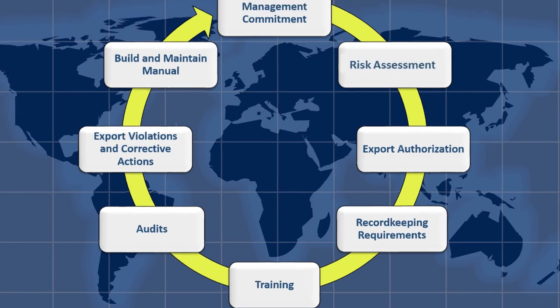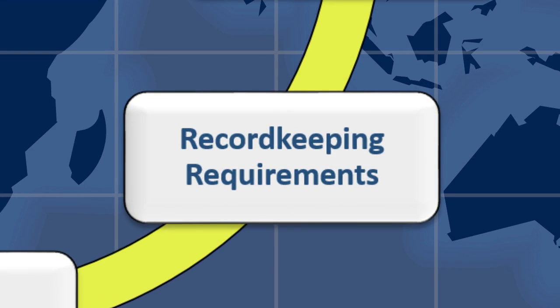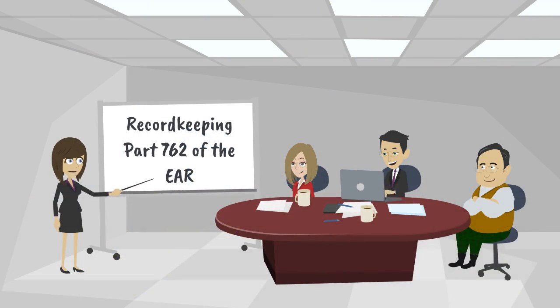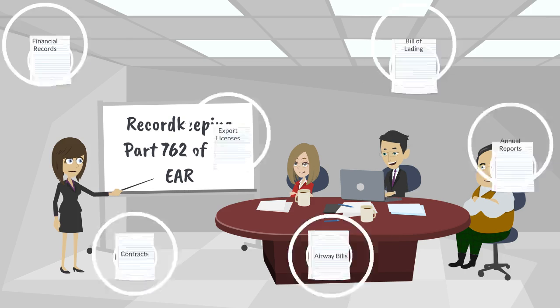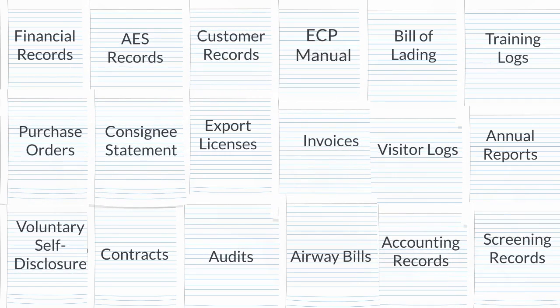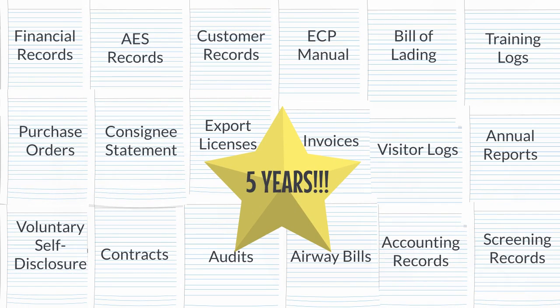Element number 4 is record keeping. BIS record keeping requirements are found in Part 762 of the EAR. Parties are required to keep export-related records for 5 years from the latest of certain activities, such as the date of export, re-export, transshipment, diversion, or termination of the transaction.